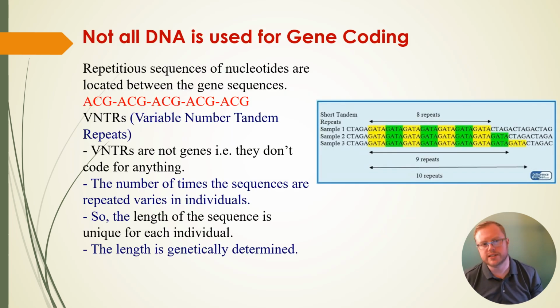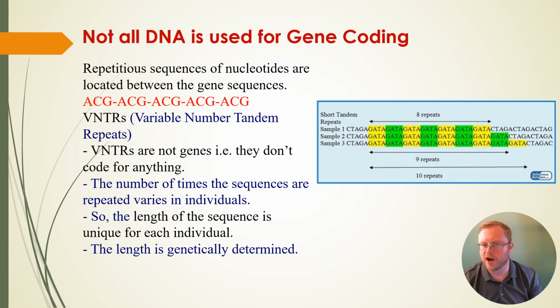So not all DNA is used for coding genes, of course. There's repetitive sequences of nucleotides that are located between gene sequences. So in this case, we have ACG, ACG, ACG. And this does not code for a gene. You'll see this over and over again. And this is what we call a variable number tandem repeat. So what that means is variable number tandem repeats, they're not genes, they don't code for anything, but the length of those variable number tandem repeats will vary from person to person. So the length of the sequence is unique for each individual, and this length is genetically determined.